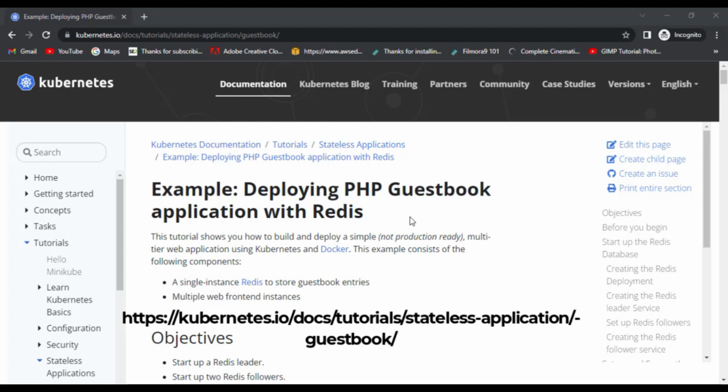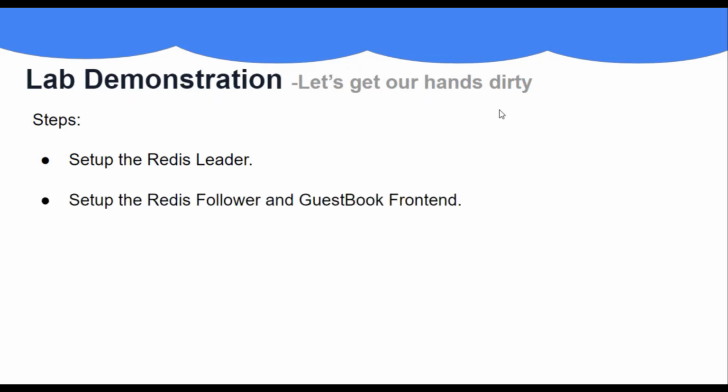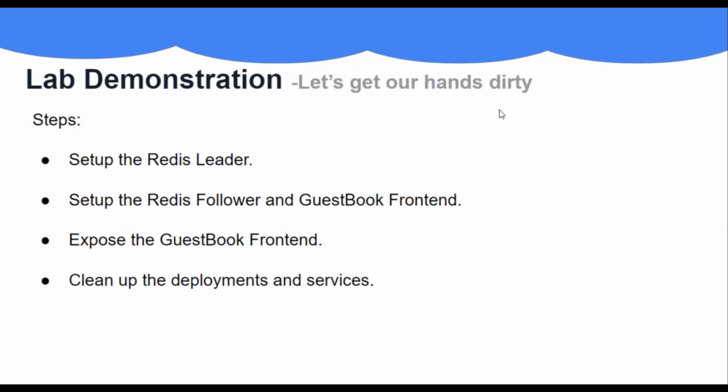Just go to the following link and you'll find this example. Now what we're performing in this lab: first we will set up the Redis leader by creating a Redis deployment and service. Then we set up the Redis follower and guestbook frontend. After that we'll expose the guestbook frontend, and in the last we'll clean up all the deployments and services.